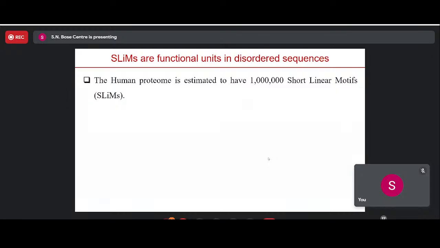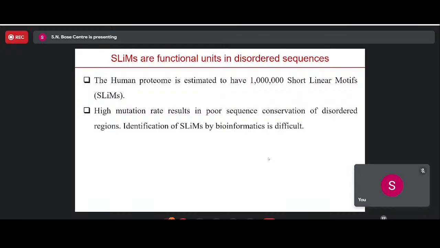So it turns out that the human proteome has almost 1 million such small motifs. And till date, only 4,000 of those motifs have been discovered. So there is a huge number of such motifs that are yet to be discovered. But the problem is that it's very difficult to identify these small motifs because these are in disordered regions. Their sequence similarity is very poor. These disordered regions get mutated very fast. So bioinformatics is not something that works really well for disordered regions.